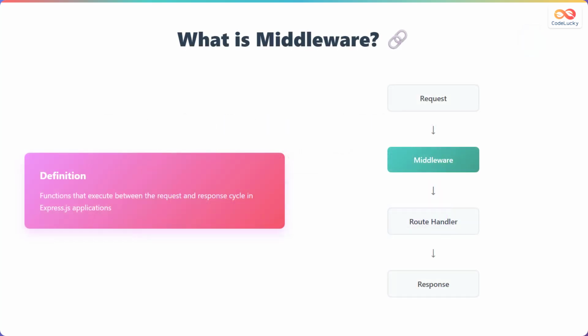Middleware are functions that execute between the request and response cycle in your Express.js applications. Think of it this way: a request comes in, it passes through the middleware, then to the route handler, and finally a response is sent. Middleware functions sit in the middle of this process, modifying or interrupting the request before it reaches its final destination.